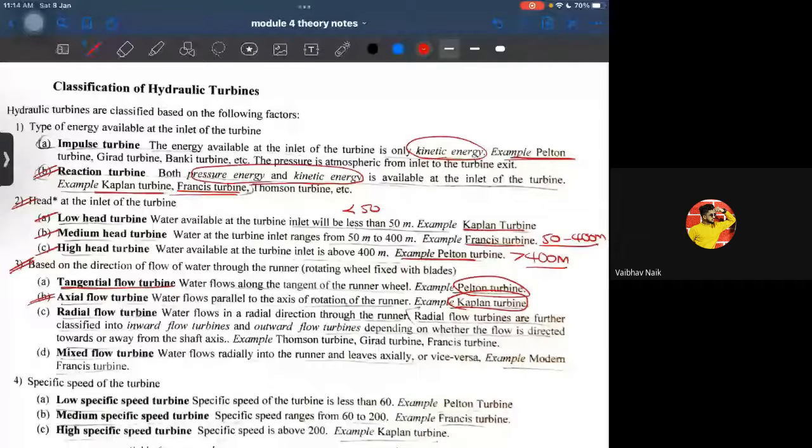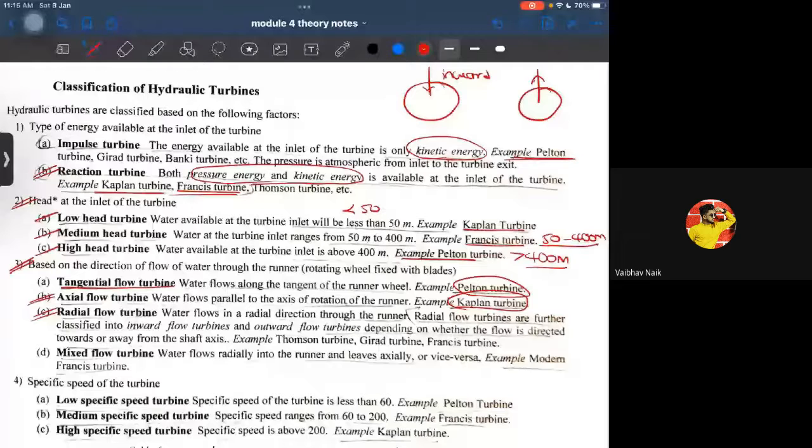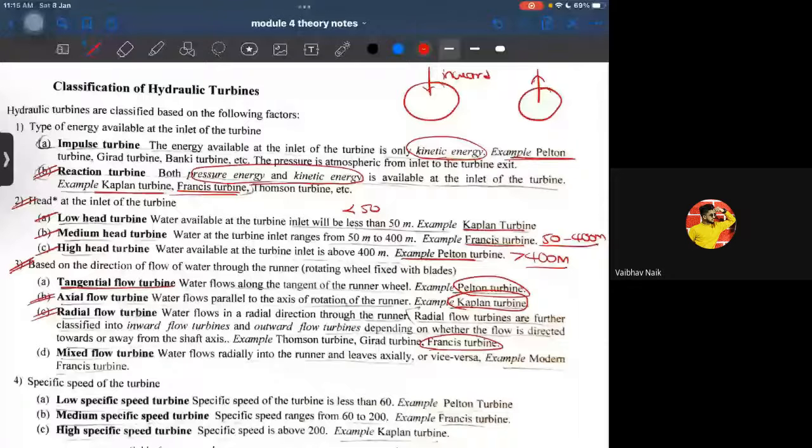If the flow is radial, that is, if this is a turbine wheel, 2 types of radial movement are possible. One is radially inward, which is called radial inward, and the second one is radial outward. So both are radial movements, one radial inward and the other radial outward. Both movements are possible, which is clearly defined here. The best example for this turbine is the Francis turbine. You have even the modern Francis turbine, which is the latest form of the Francis turbine. You have a mixed flow of water in this.